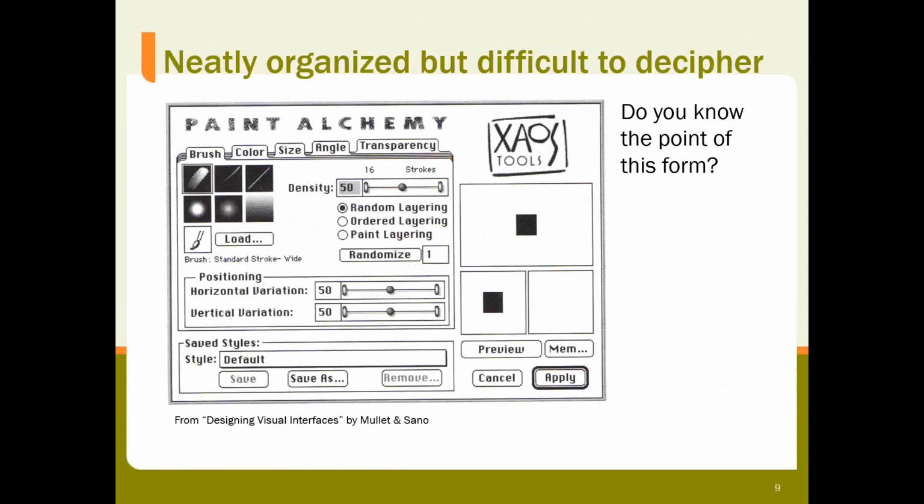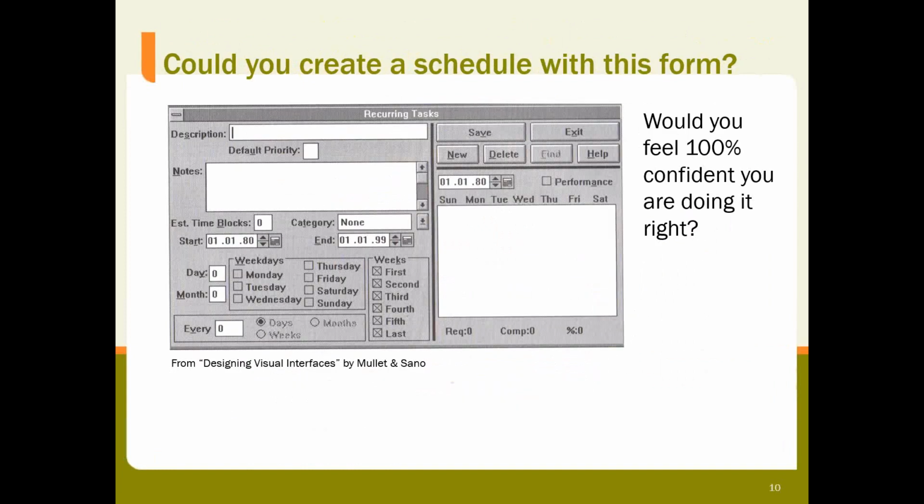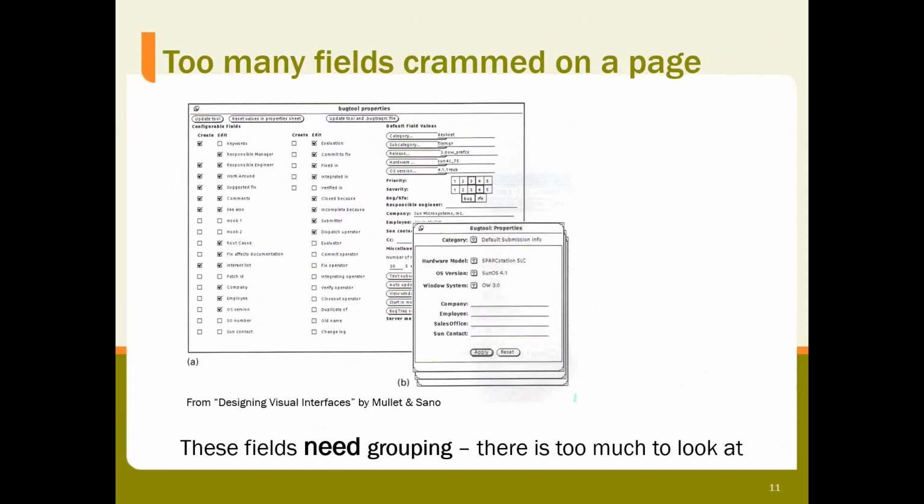Another example here is you have neatly organized forms, but they're very difficult to decipher. Now, here's an example of where the user task is a little bit complex. It's creating a schedule, but by looking at this display here, would you know how to attack that particular task? I'm going to be talking about methods for organizing the fields on a form so that you basically guide the user through.